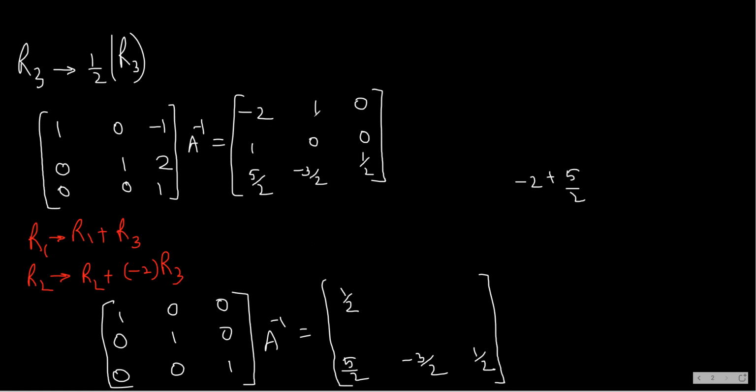Okay, 1 by 2. Then 1 plus minus 3 by 2 is minus 1 by 2. And 0 plus 1 by 2 is 1 by 2. R1 plus R3. Now, R2 plus minus 2 R3. Okay. Minus 2 you multiply in R3 and add it here. So when you multiply minus 2, so 1 plus minus 10 by 2. Multiplying minus 2. So this will become minus 8 by 2. Don't write minus 4 because you want 1 by 2 everywhere so that you can take common later. Okay.